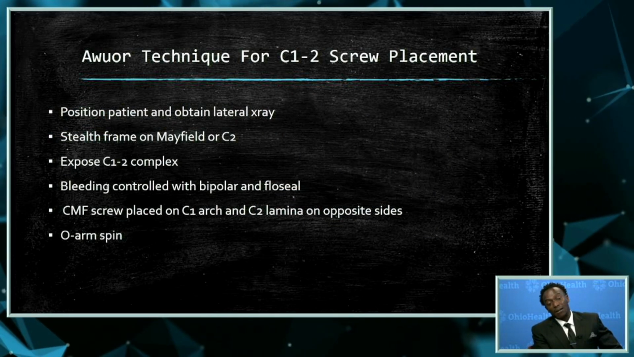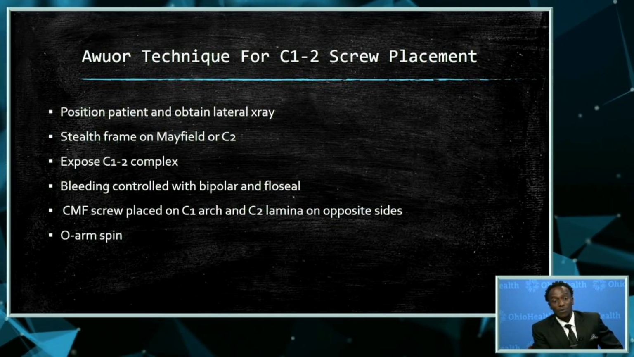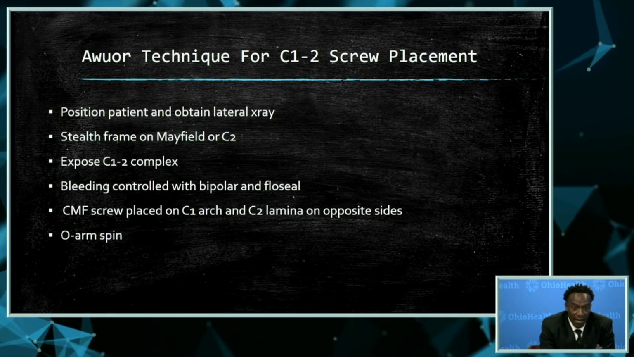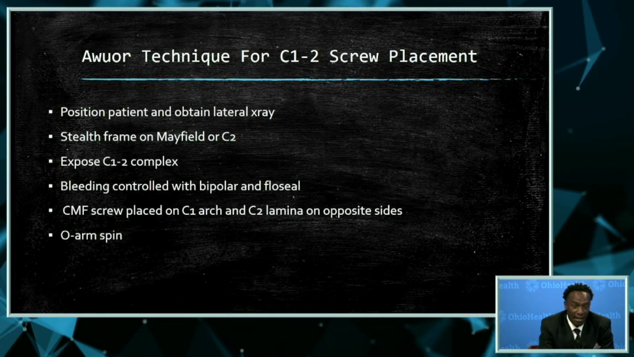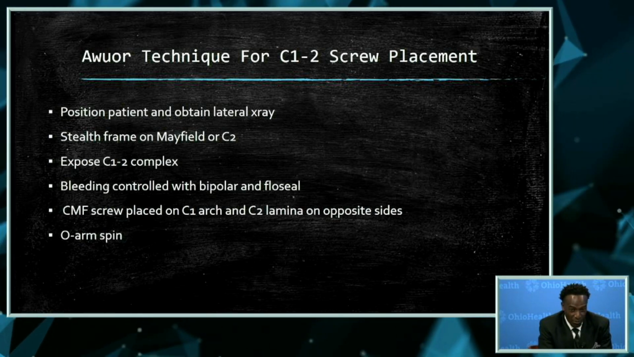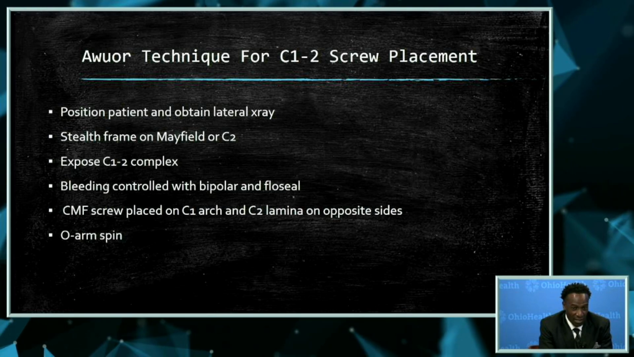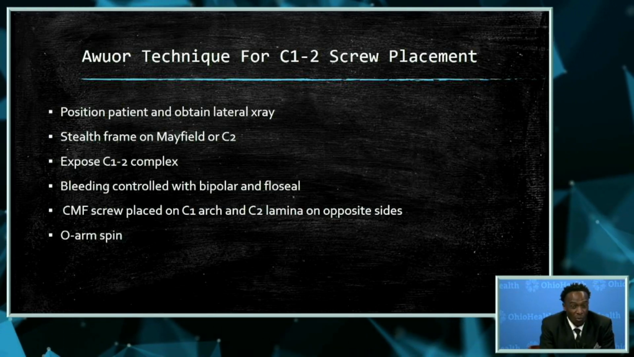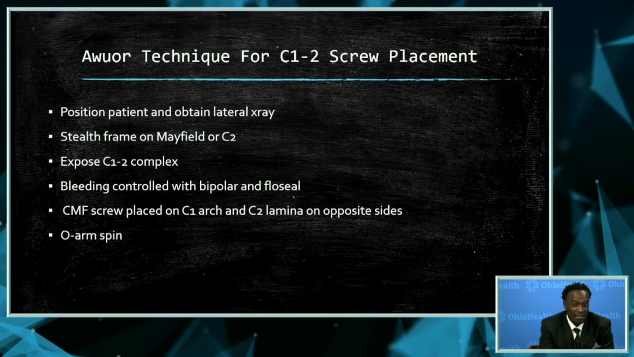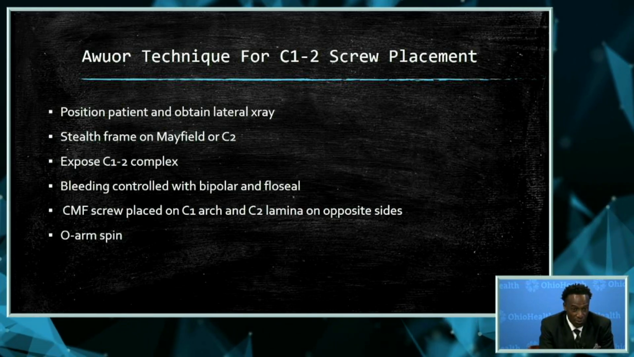So this is my technique of how we do these surgeries. We position the patients just like I mentioned, and then we obtain a lateral X-ray. The stealth frame is then attached on a Mayfield. If you're using a Mayfield, you can attach the stealth frame on it, but we rarely use a Mayfield anymore. So I usually attach the stealth reference frame on C2.